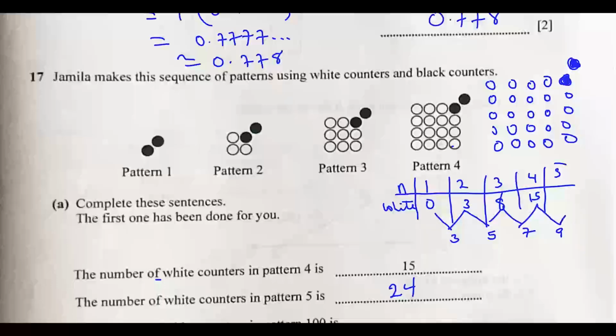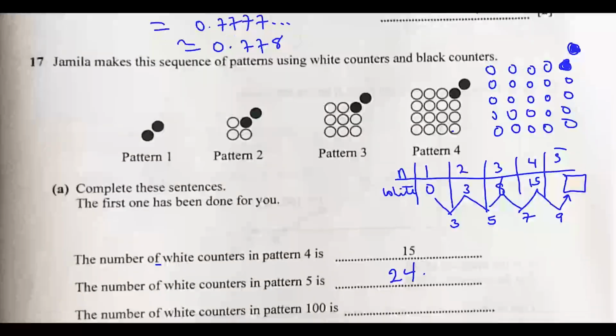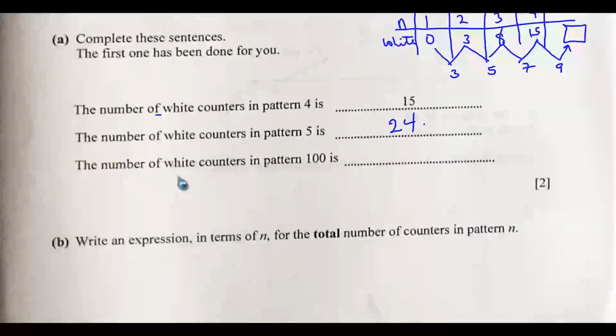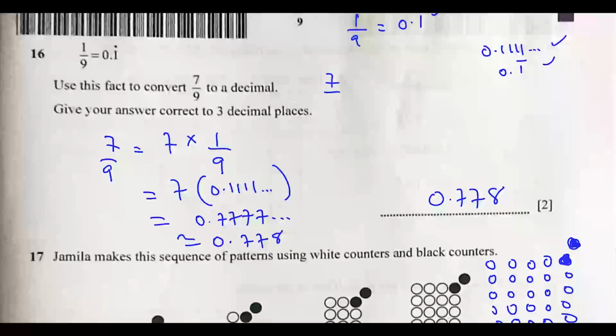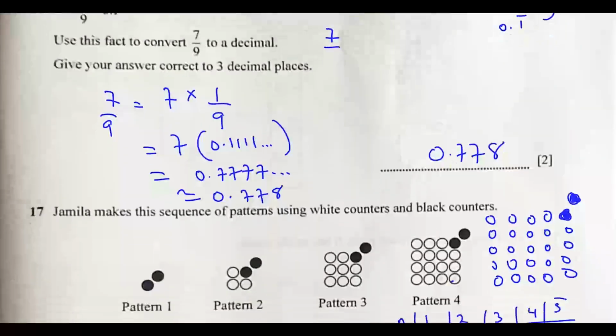Okay, 15 add 9 will give us the answer here, which is 24. We still have the same thing here. Then the next part is the number of white counters in pattern 100. Of course it will be crazy to start drawing the patterns here.